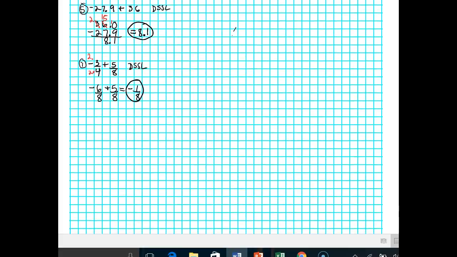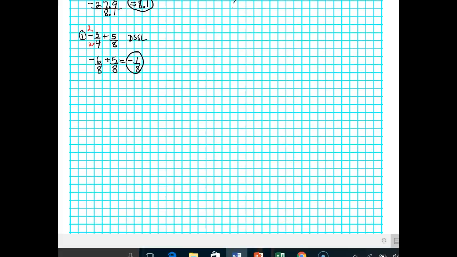I'm going to scoot my paper down a little bit here. Skip 2 spaces and let's go to number 9. So 1, 2, 9. It's negative 3/5 plus 3/4. So let's find common denominators. 20 should be our common denominator, so times, oops, not times 2, times 5, excuse me. Times 5, times 5, times 4, times 4.